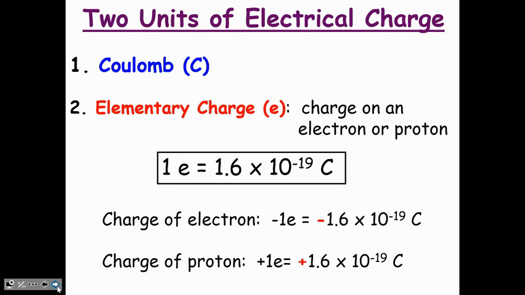But if we're referring to electrons and protons, the charge on an electron is either -1 elementary charge or -1.6 times 10 to the -19 coulombs. Similarly, a proton has either a charge of +1 elementary charge or +1.6 times 10 to the -19 coulombs of charge.